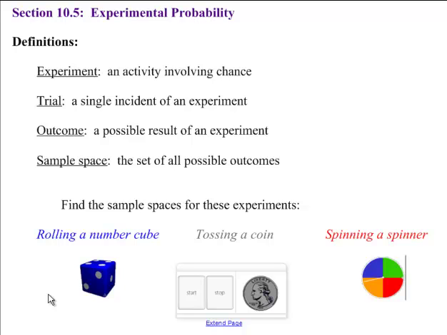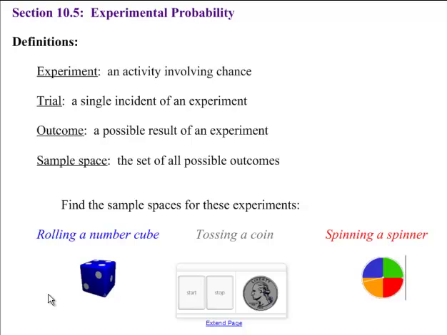So in science class, we talked about how you should do more than one trial to ensure that your first result wasn't a fluke. An outcome, same thing as the result. It's a possible result of what your experiment is. So your sample space is all of the possible outcomes.